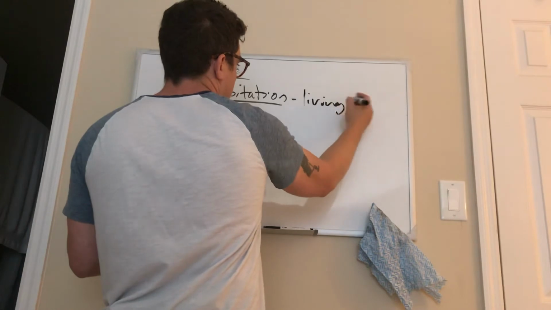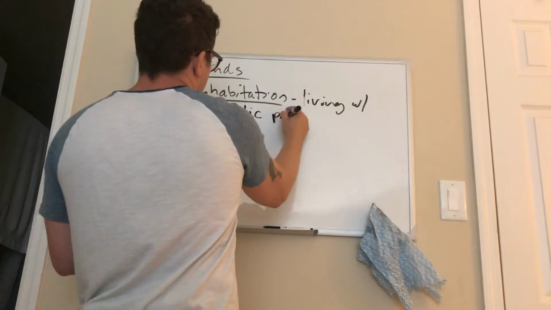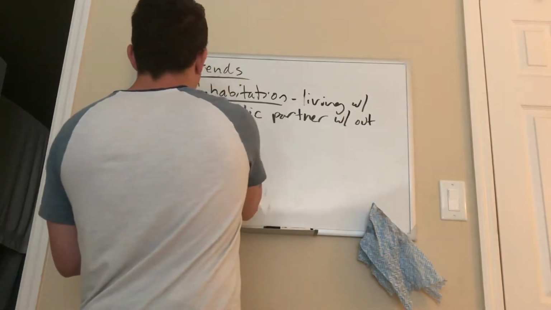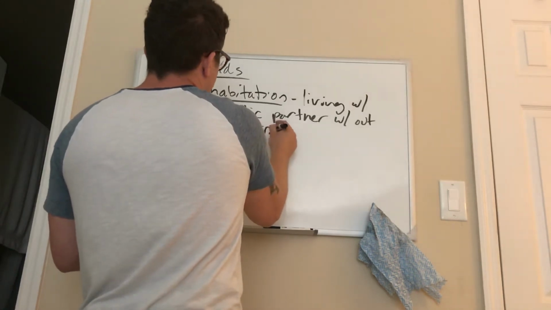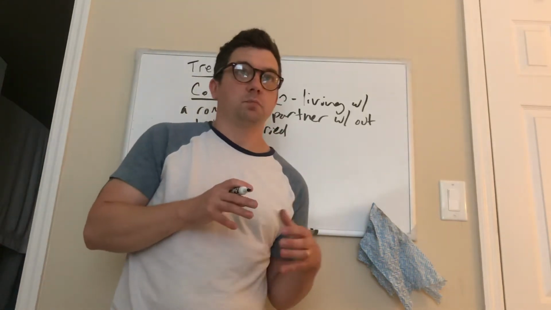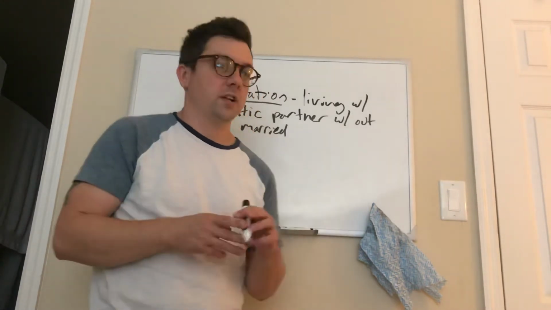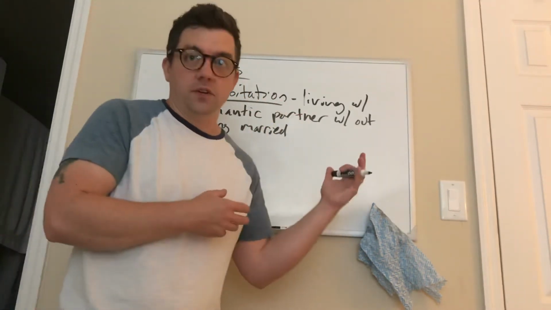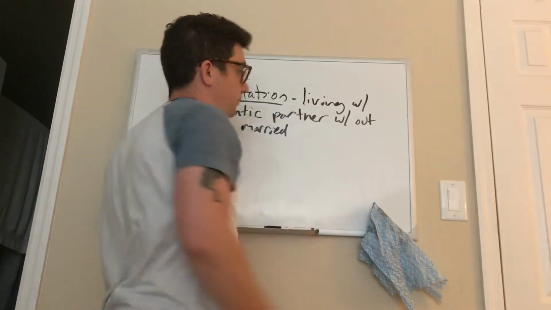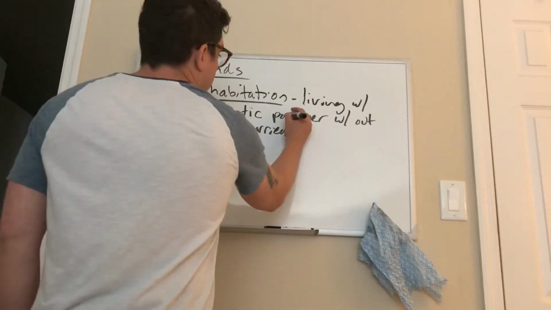So living with a romantic partner without being married. Remember how I said marriage is really popular in the U.S. and it's based on this idea of romantic love, kind of an ideal of romantic love. Cohabitation is the exact same thing. We not only like to get married in the U.S., we really like to live together with our romantic partners, boyfriends, girlfriends, whatever, right?